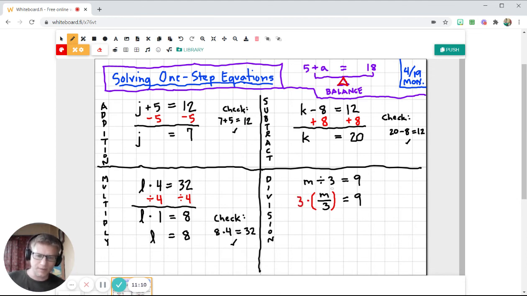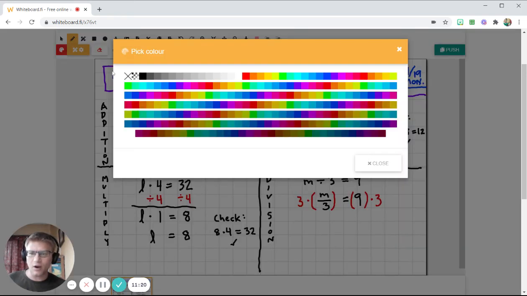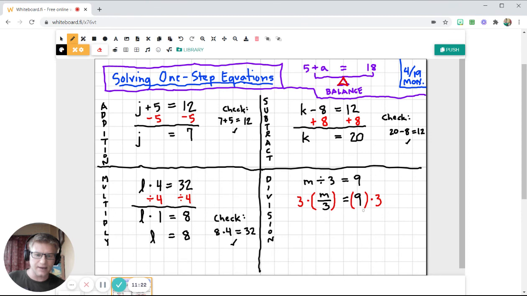Okay, now if I multiply this side by 3, I also need to multiply this side by 3. Okay, kind of a pain, right? But okay. Now parts of those are easy, part of them are hard. So the easy side, 9 times 3, right over here, equals 27. That part's easy, right? That's good. This side gets a little trickier. How do I do 3 times m over 3?